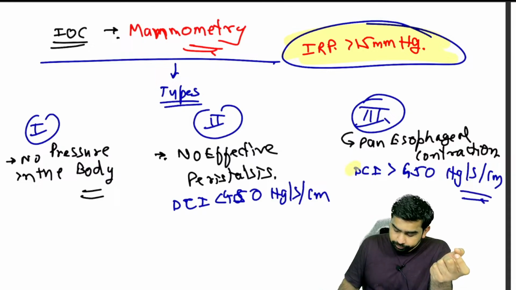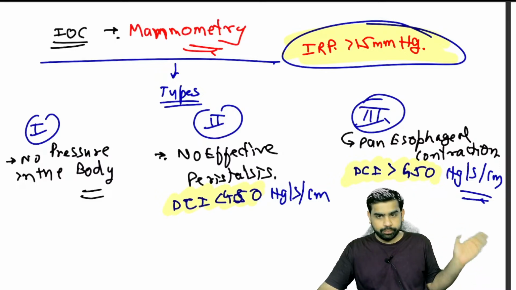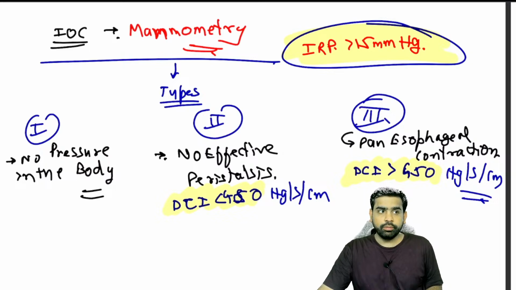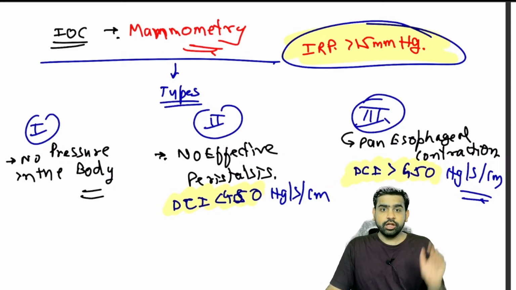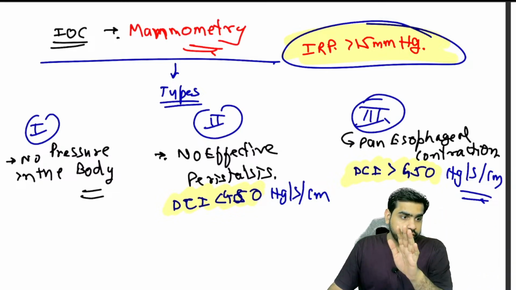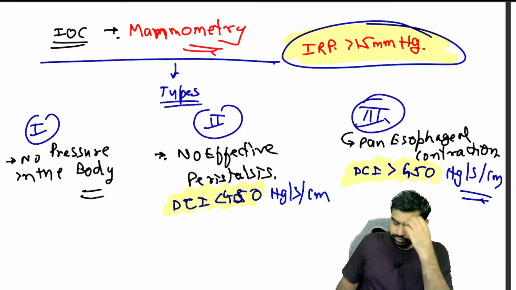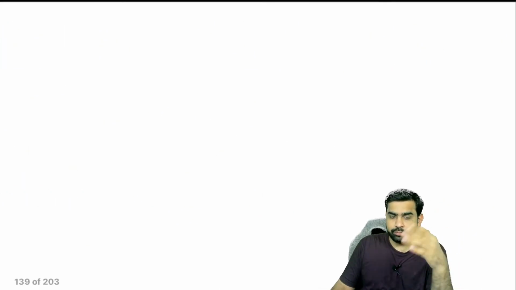What is important is that in type 3 the DCI is more than 450, and in the rest, type 1 and type 2, the DCI is less than 450. And the common thing is that the integrated relaxation pressure, the IRP, is more than 15 millimeters of mercury in all three. That is how you distinguish between type 1, type 2, and type 3 achalasia cardia. I hope you have understood this point.